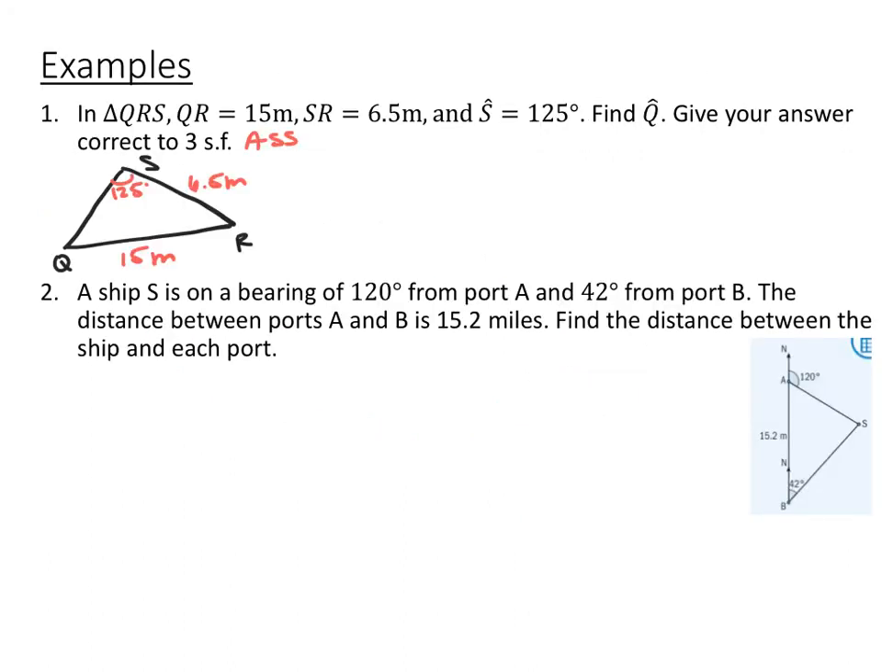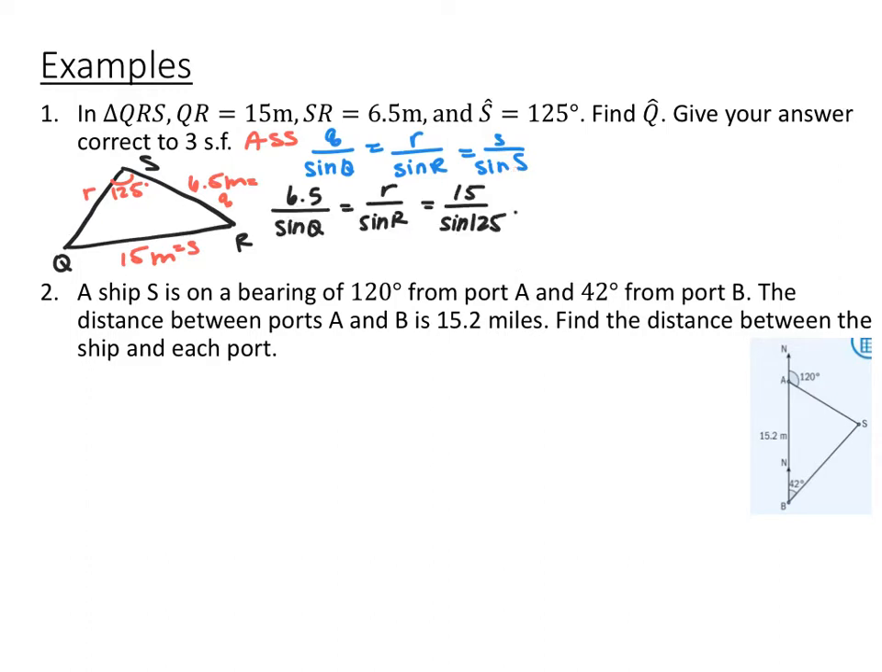For this first example, it says in triangle QRS, side QR is 15 meters, side SR is 6.5 meters, and angle S is 125 degrees. So we have an angle, side, side triangle, which means we can use the law of sines, or the sine rule, and we want to find angle Q. I just set it up in general here: side q over sine of angle Q is equal to side r over sine of angle R, which is equal to side s over sine of angle S.